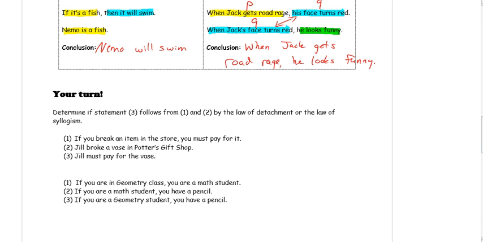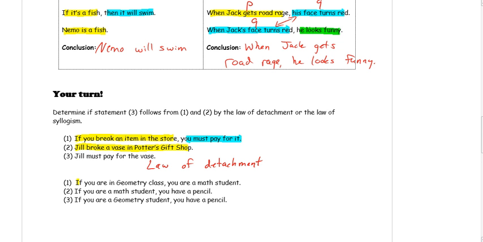So, if you break an item in the store, you must pay for it. Okay, Jill broke a vase in Potter's gift shop. Jill must pay for the vase is our conclusion or our statement following those. Therefore, if you look at it, it looks just like the one we did with the law of detachment. There's no connecting piece or no connecting R that we need in this case, so it's not the law of syllogism.